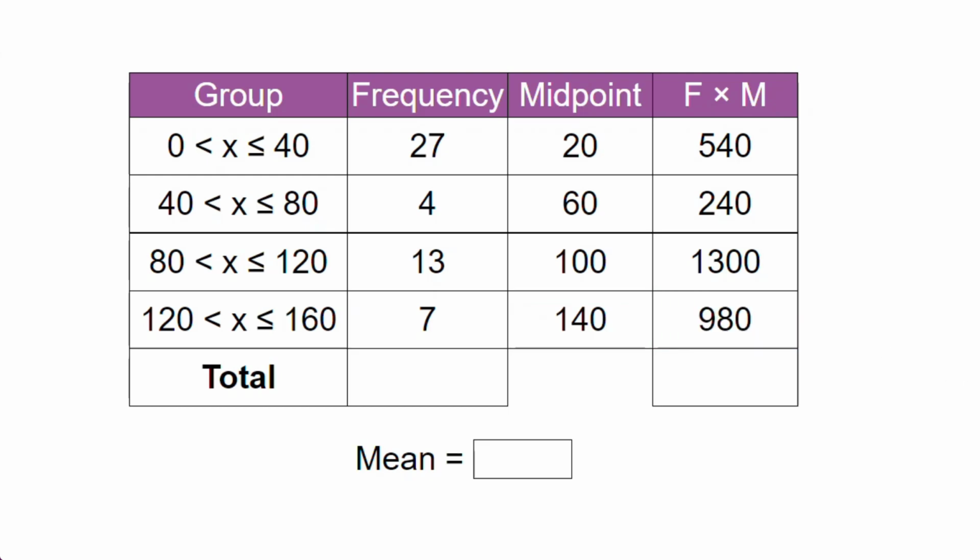Now the next thing we need to do is to add down the frequency column, and that gives us a total of 51. Also we add down these values down here, and you get 3060. Now to work out the mean, what we're going to do is divide this number by 51. And if we do that, we see that the answer is going to be 60.